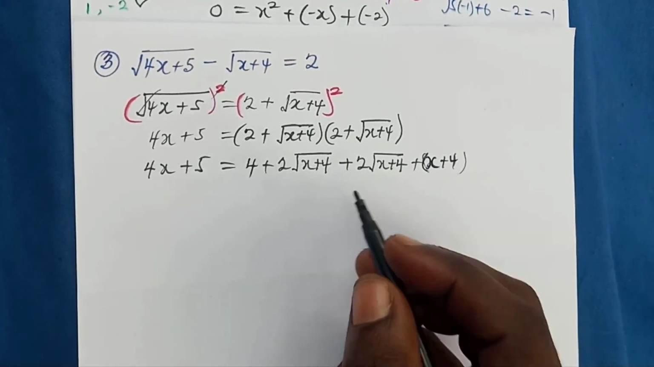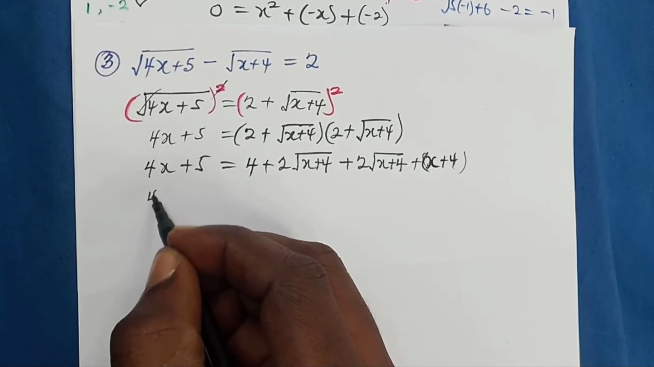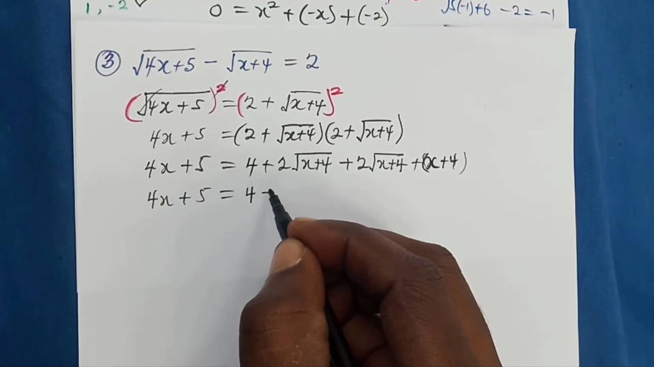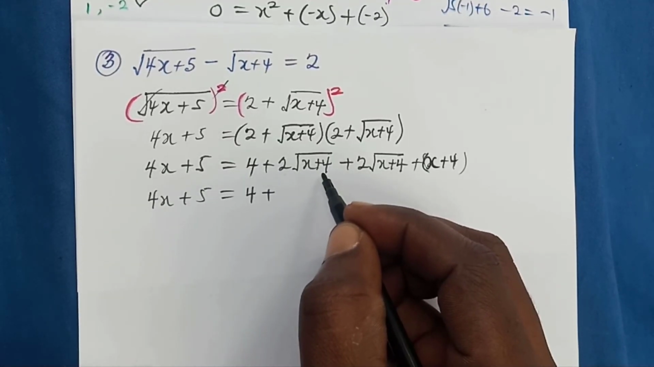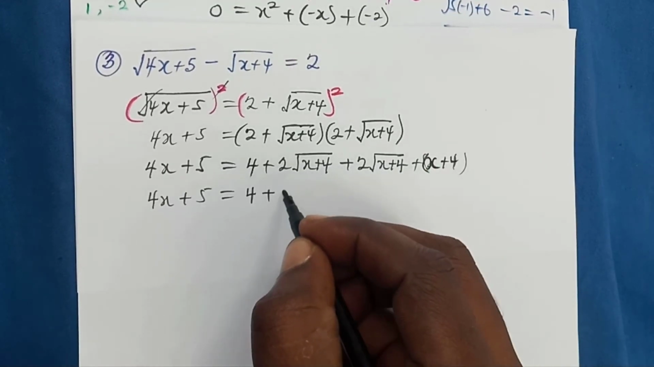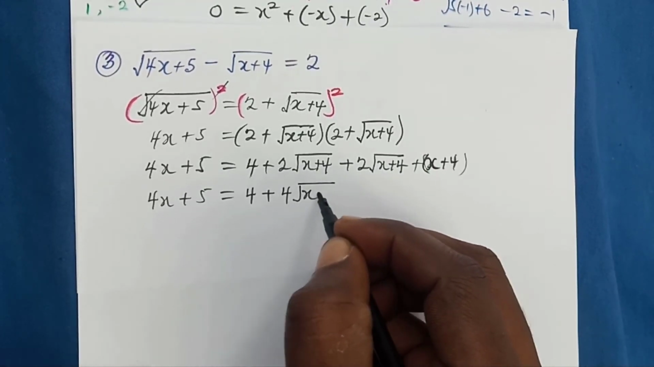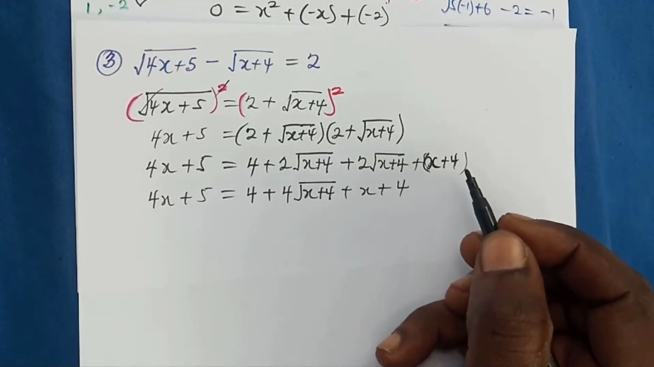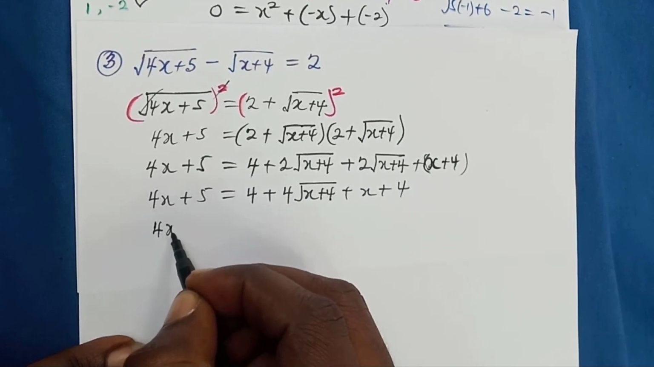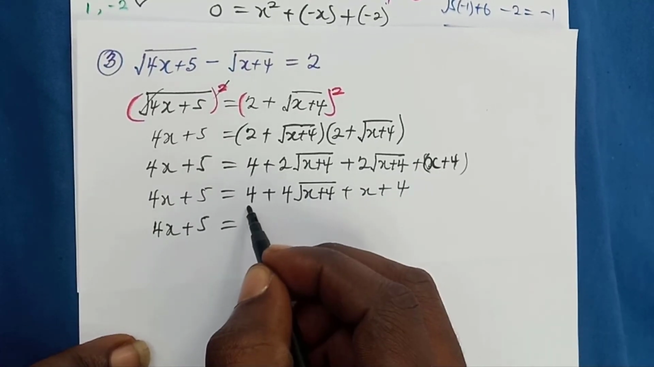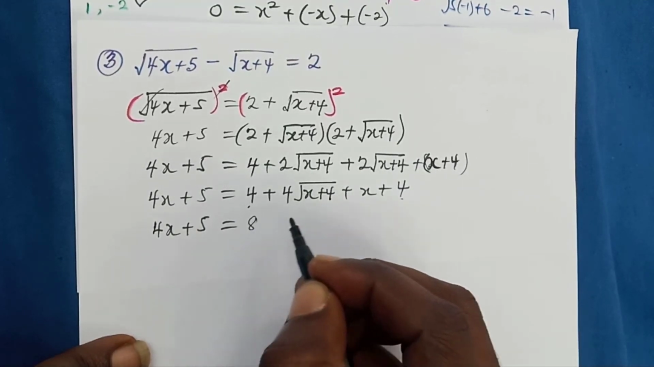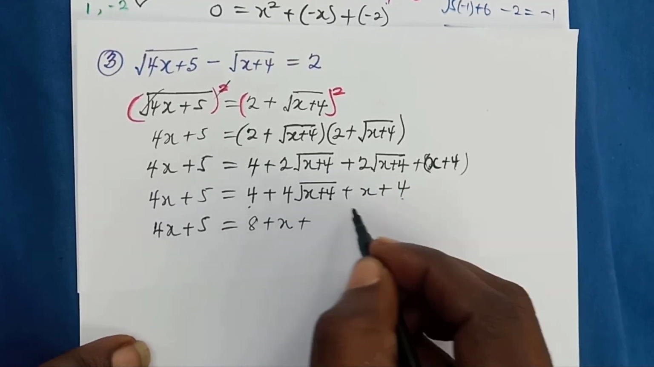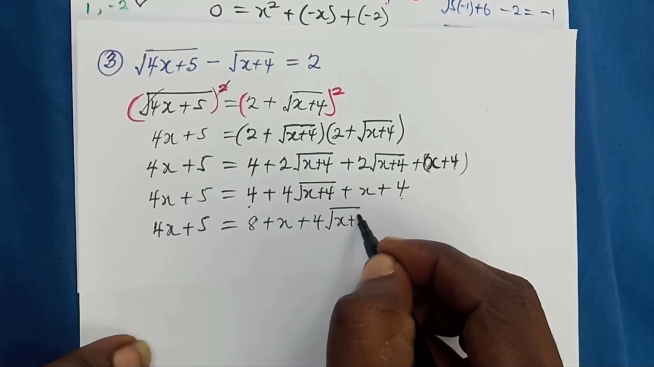Alright. So now let's simplify. So we have 4x plus 5. And then we have 4 plus, you see, we have 2 root x plus 4 plus 2 root x plus 4. So we are going to have 4 root x plus 4 plus x plus 4. Okay, let's simplify further. So we have 4x plus 5 is equal to 4 plus 4 will be 8 plus x plus 4 root x plus 4.